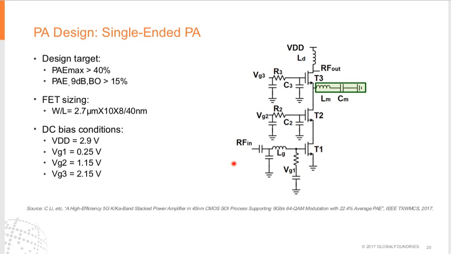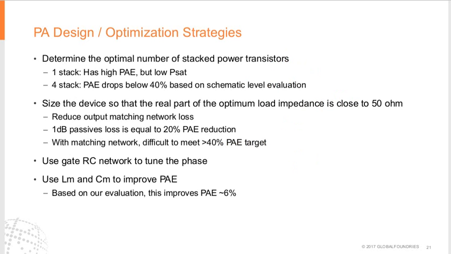This is the transceiver side I used in this design. This is the bias condition. Each of them, we bias about 1 volt for each of the devices. And the total is about 2.9 volts for this 3-stack solution. And we will display in the next slide the design stability. So, PA design and optimization, design stability.